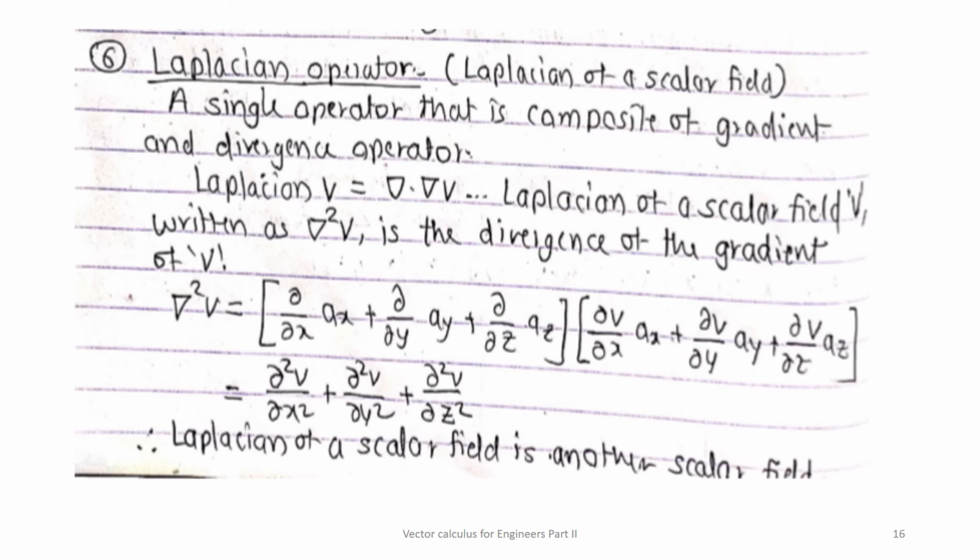Now del square you can write as ∂/∂x ax, ∂/∂y ay, ∂/∂z az, and again when you write gradient of V, you will get ∂V/∂x ax, ∂V/∂y ay, and ∂V/∂z az. So finally you will get ∂²V/∂x² plus ∂²V/∂y² plus ∂²V/∂z². So the Laplacian of a scalar field is another scalar field.